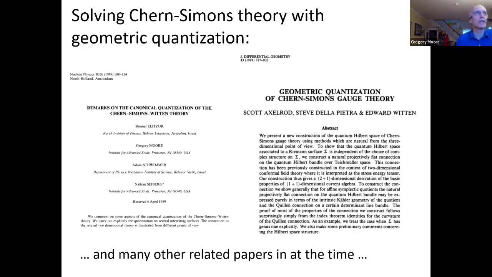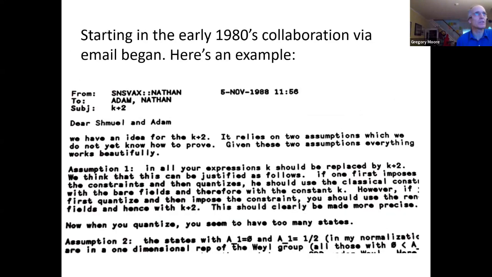And it's interesting, in the early 1980s, people started collaborations, long-distance collaborations via email. So here's just an example from my archives. By no means the first. It's actually rather late to the game. It's 1988, but it shows you what the emails looked like at the time, the SNS VAX and all of that. So that's how we were doing that.